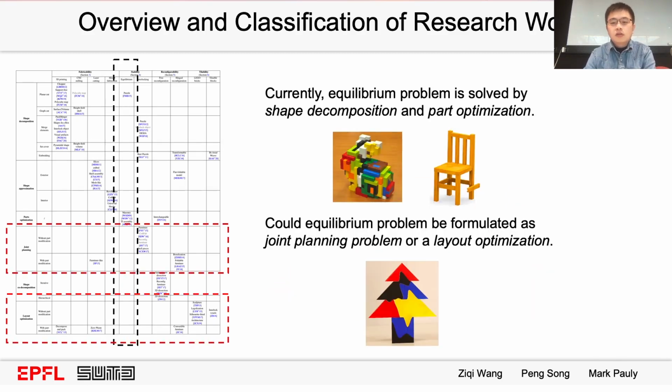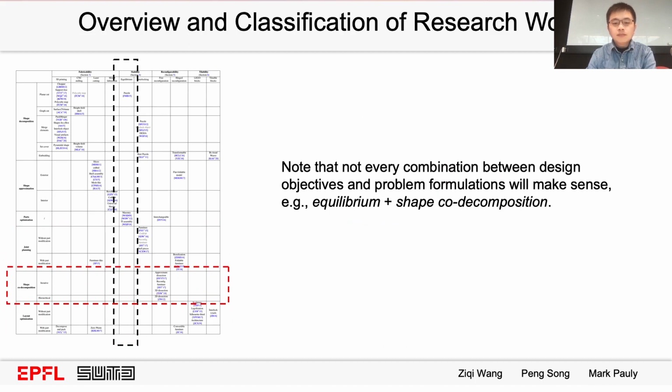This table also provides potential future works. For example, the equilibrium problem is solved by shape decomposition and path optimization. Could we solve this problem by using joint planning and layout optimization? Note that not every combination between design objectives and problem formulation will make sense. For example, designing a structurally stable assembly is not suitable to be formulated as a shape decomposition problem, since this assembly typically has a single geometric form.